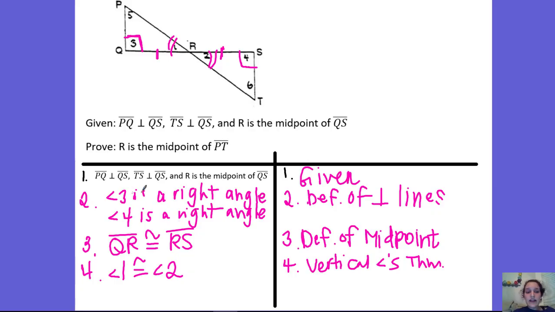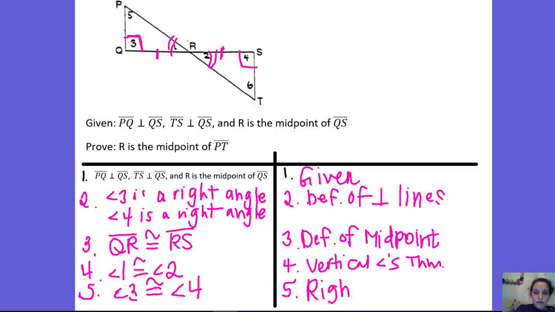I know that angle 3 and angle 4 are both right angles, so I need to say specifically in my proof that those two angles are congruent to each other. So I can say angle 3 is congruent to angle 4, by the right angles congruence theorem. Because both of those angles are right angles, I can go ahead and say that they're congruent.